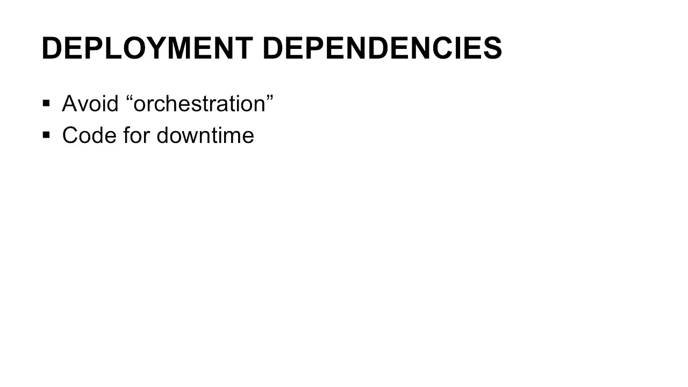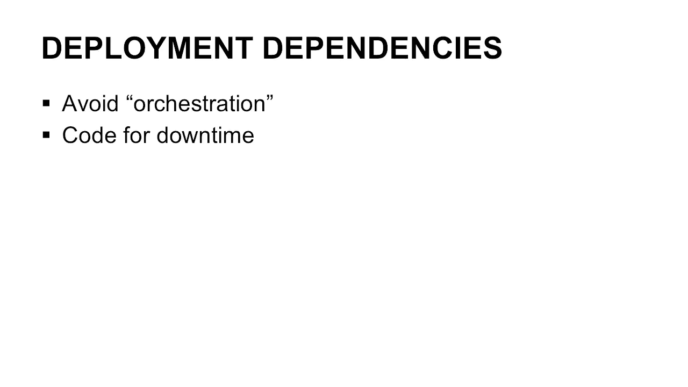Also, you want to code for downtime. A service should be able to start in any order. And if its dependent services aren't running, it should be able to connect to those when they are running. This will not only make your deployments easier, since you can deploy things in any order, but it'll also make your uptime better.